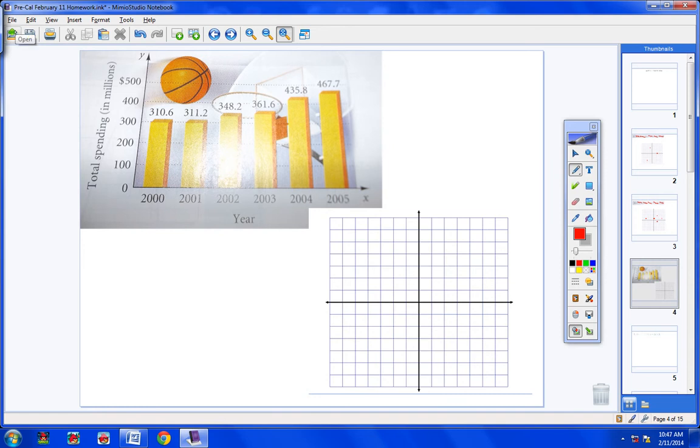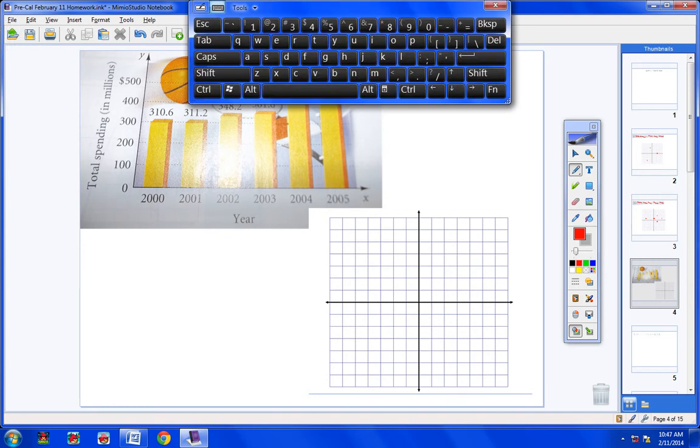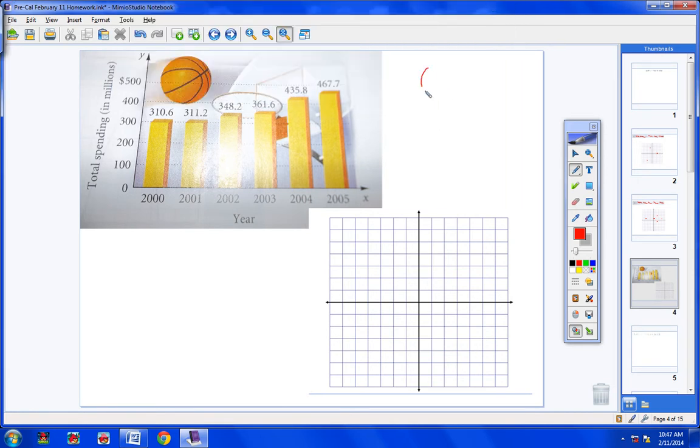Okay, let's read the directions now for number 5. Express the data pictured in the graph as ordered pairs, letting the first coordinate be the year. So I'm going to write that down right here. The first coordinate of your ordered pair would be the year. I'm just reading the directions right now. And the second coordinate would be the amount. So there's your ordered pairs.